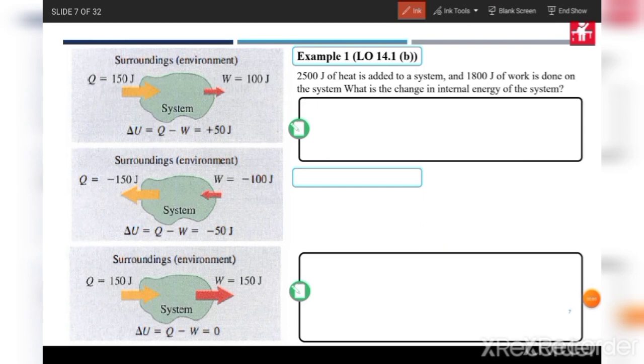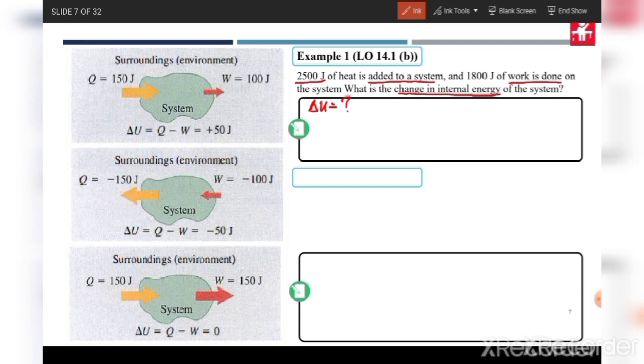Okay, let's look at the second example. We have 2,500 joule of heat added to a system, and 1800 joule of work done on the system. What is the change in internal energy? So the question asks you to find change in internal energy, delta U. So what is the delta U?